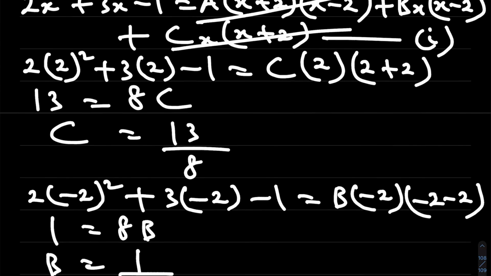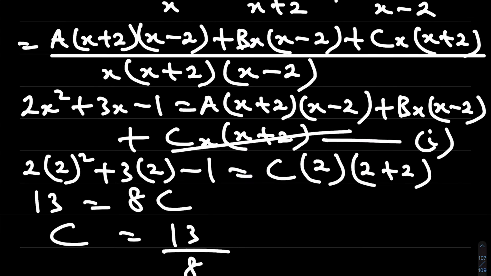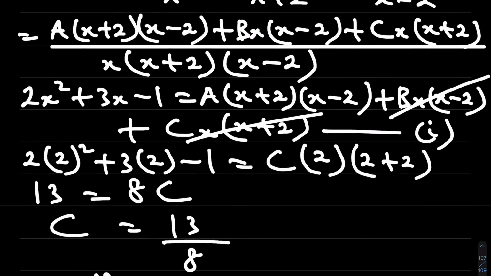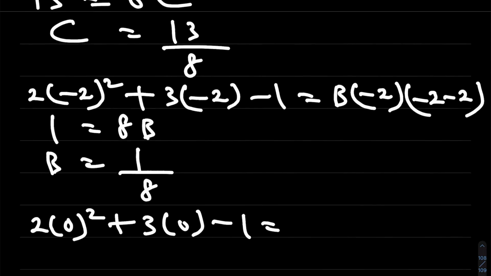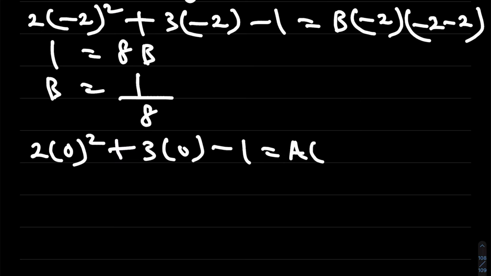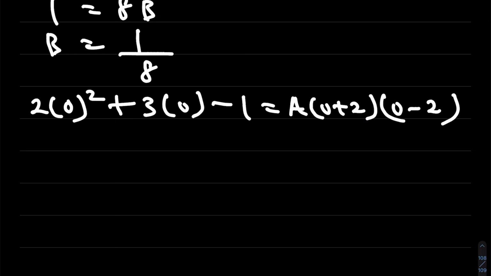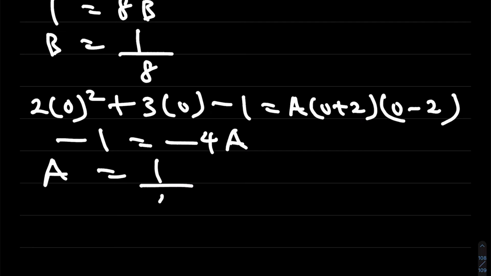Now if I put x equals 0 in equation 1, this will become 0 and this also becomes 0, and I'll be left with 2 into bracket 0 squared plus 3 times 0 minus 1 equals A into bracket 0 plus 2 times 0 minus 2, which simply means minus 1 equals minus 4A, and that means A equals 1 over 4.